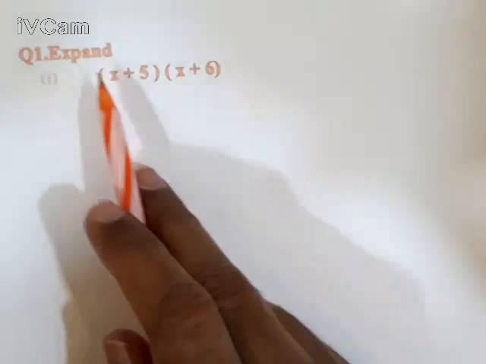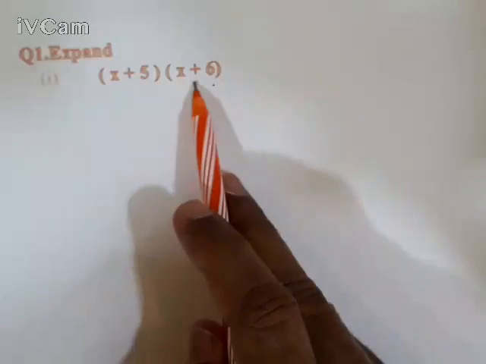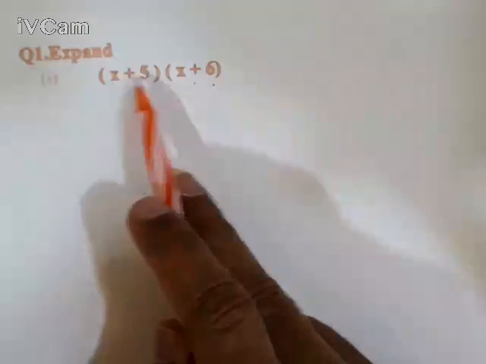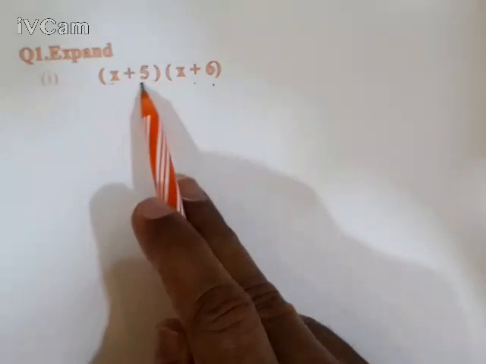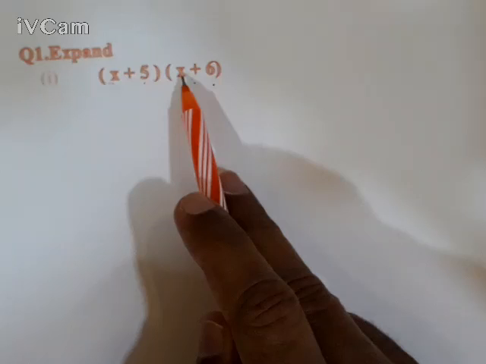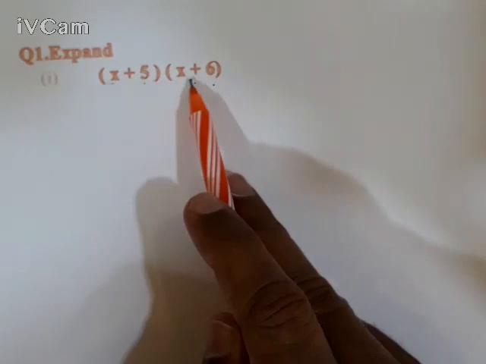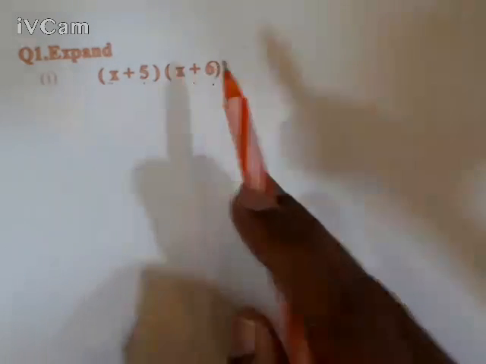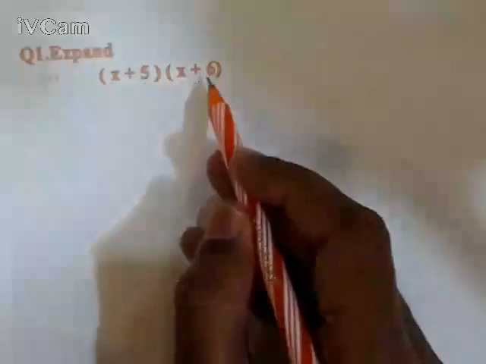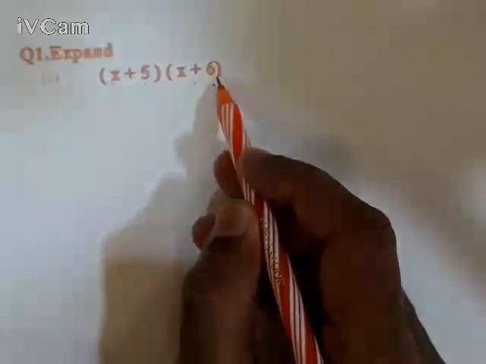We will expand these two binomial expressions. Now inside the bracket, x plus 5 is a linear equation. Here on this side, x plus 6 is also a linear equation. Now how will you expand these two binomial expressions?